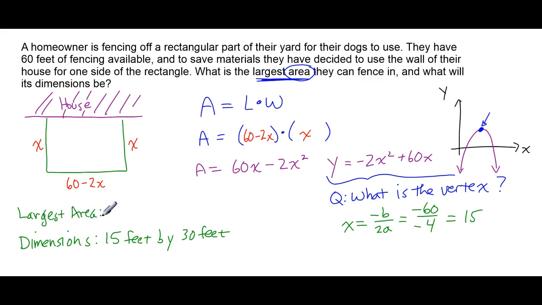Well, we kind of have a little shortcut here since we already did the second part first. Isn't area length times width? And don't we have the length and the width? So we could just very quickly get the area by going 15 times 30. That's 450 square feet.